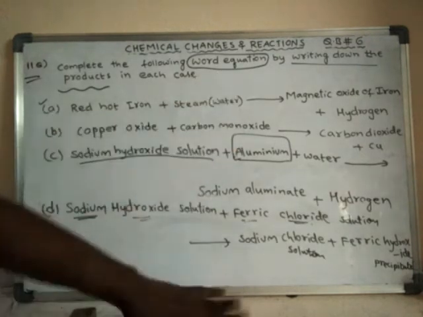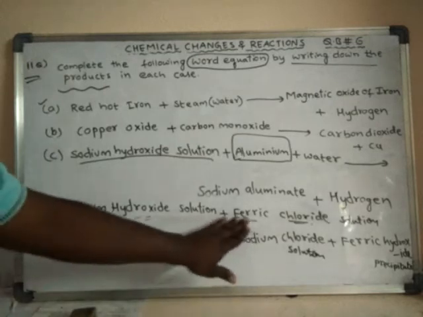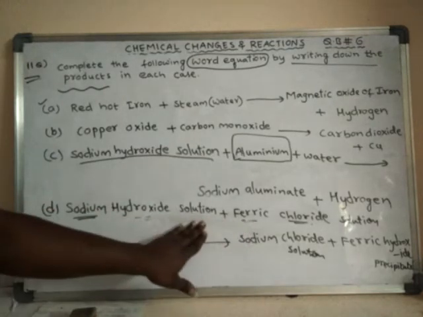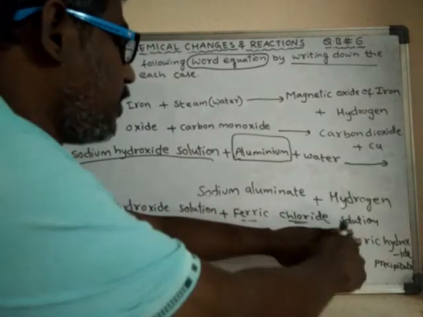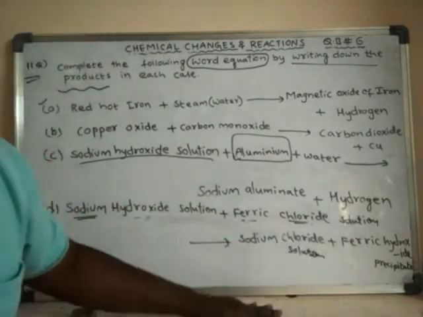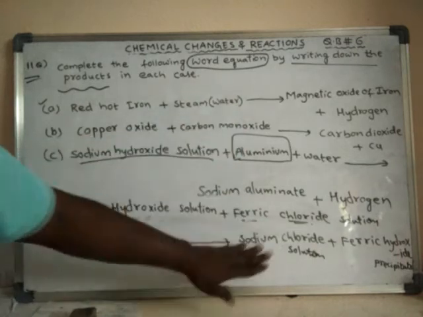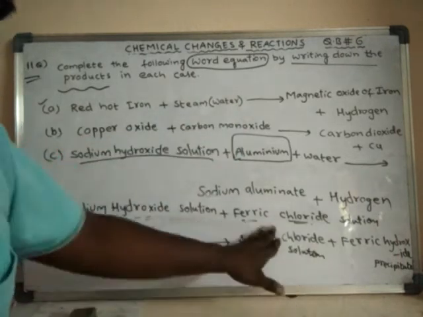We have to complete this word equation. In the question only these two are given: sodium hydroxide solution and ferric hydroxide solution. Only up to this the question is given, and we have to finish that question, or else tell what happens when these two react with each other?